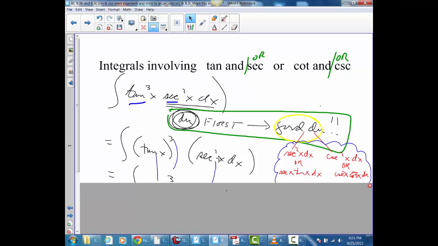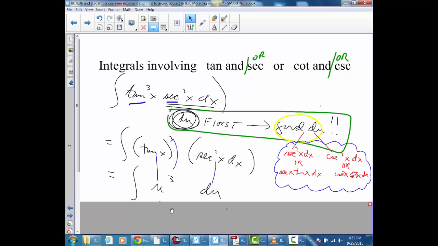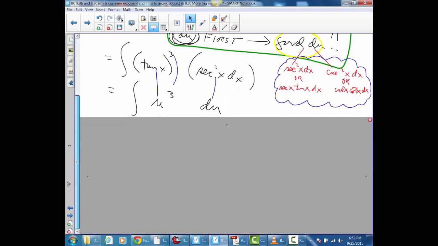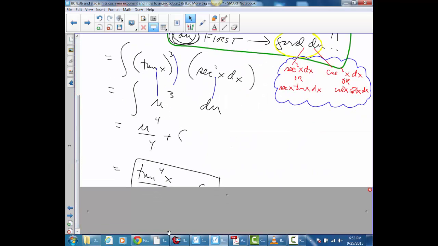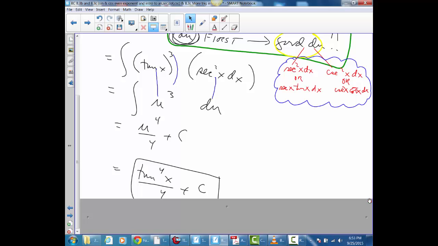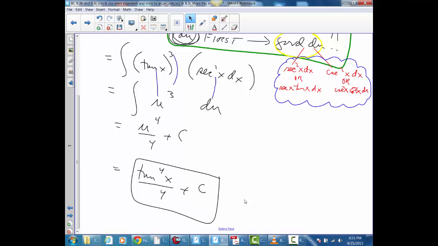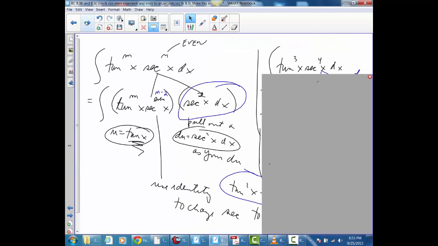Okay, so we're pulling out a secant squared x dx because that's a good du. It's a du of what? It's the derivative of tan. Sure enough, that's what we have. And basically you're looking at u cubed du, which is u to the fourth over 4 plus c, which ends up being a very easy tan to the fourth over 4 plus c. Okay, so not very difficult.